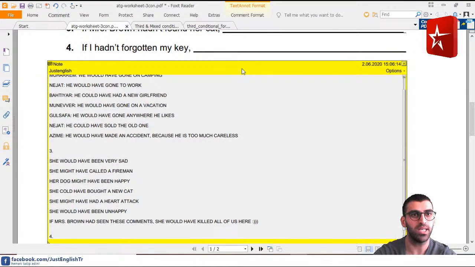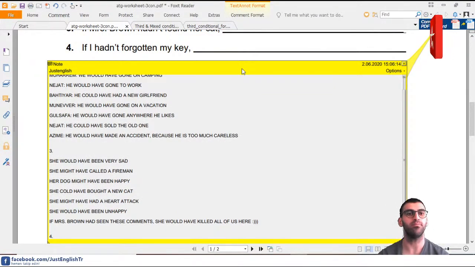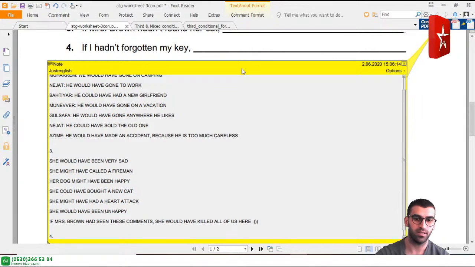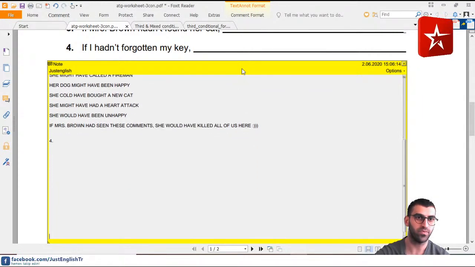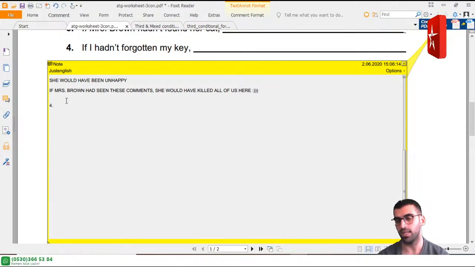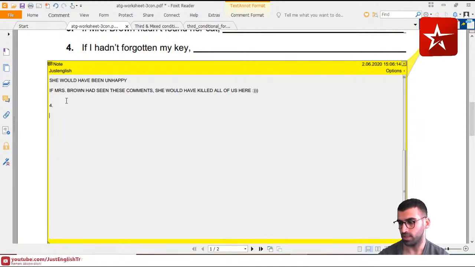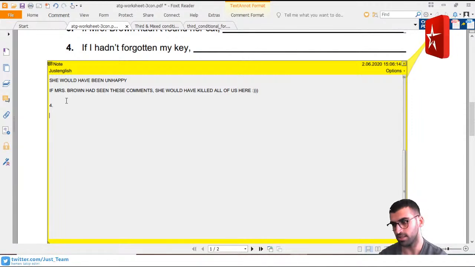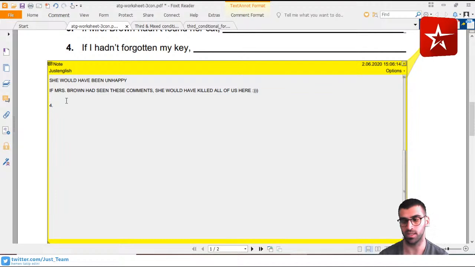Let me show you. If I hadn't forgotten my key, so number 4, if I hadn't forgotten my key, so what would have happened? What would have happened here for number 4? Let's continue and complete the sentence by using the third conditional, the past participle form of the verb, like in the past perfect after if. Then we have to use would, have plus past participle.